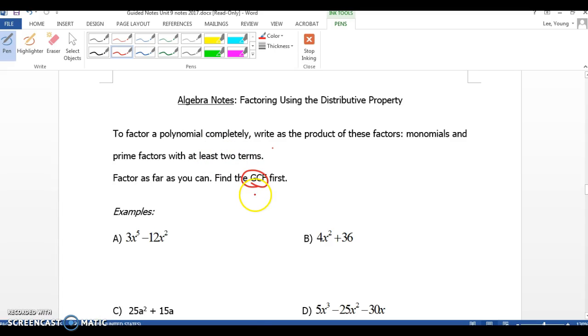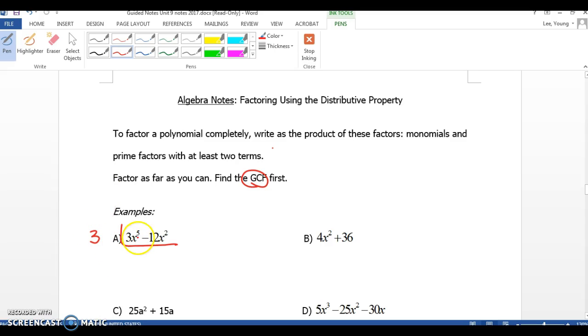Do you guys know what that means? Greatest common factor. So what we're going to do is, for example, 3x to the 5th power minus 12x to the 2nd power. We're going to factor out the greatest common factor. If you look at these two, I like to use the ladder method. When I factor, I look at 3 and 12, and we need to find the factor that is the greatest. What is the greatest number that goes into 3 and 12? 3. Is that right? Okay.